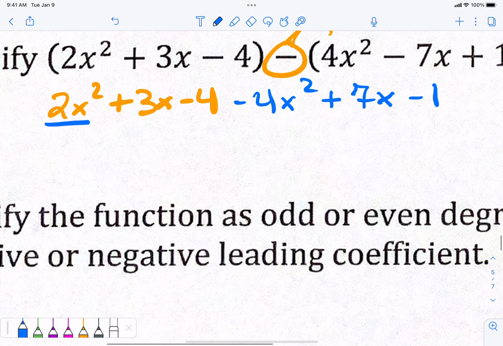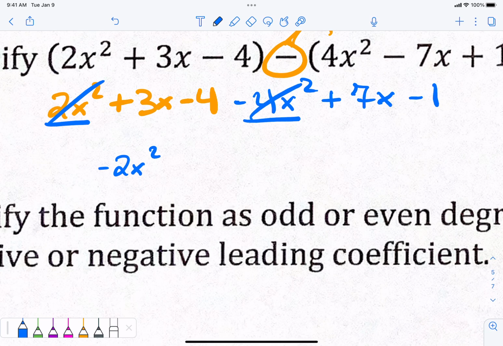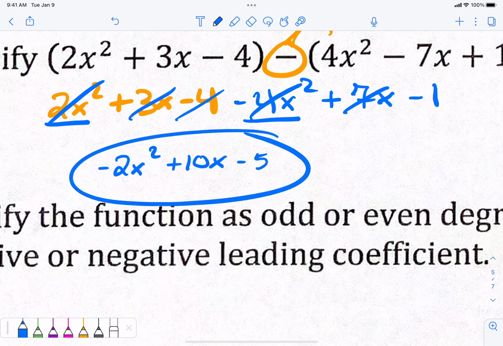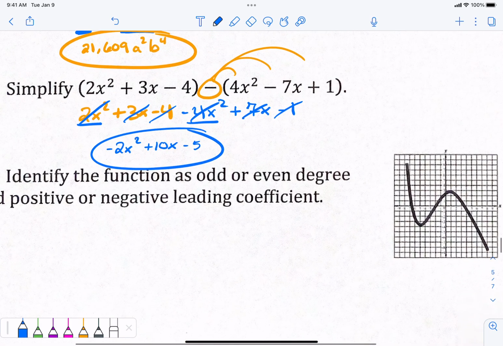So 2x squared minus 4x squared is negative 2x squared. How many x's? Plus 10x. 3 and 7 makes 10. And then minus 5. Got it? Good? All right. Well, two more.